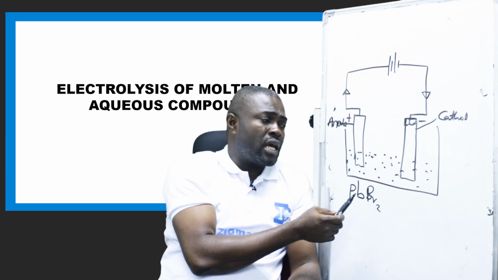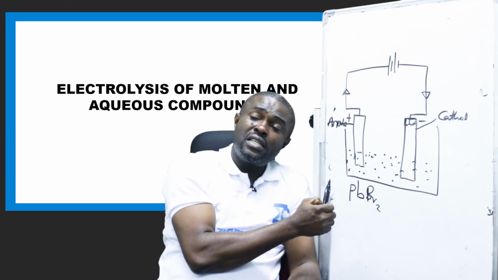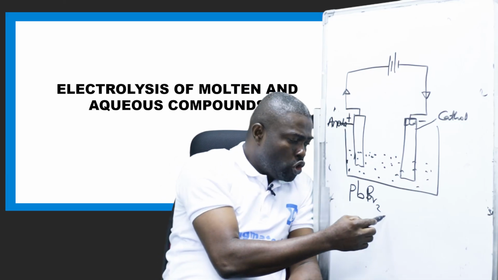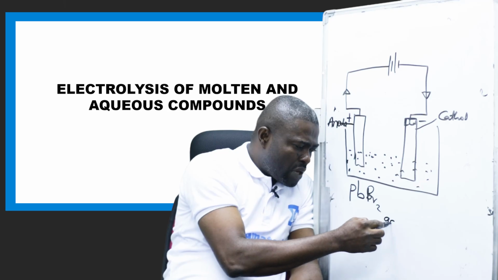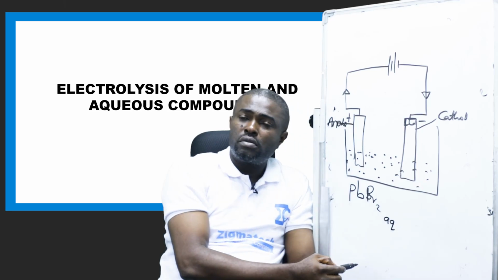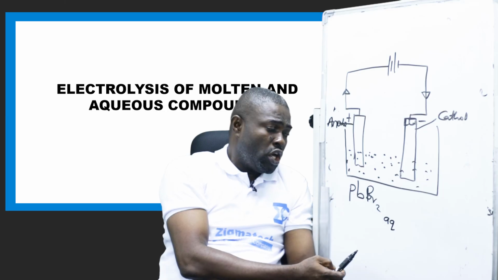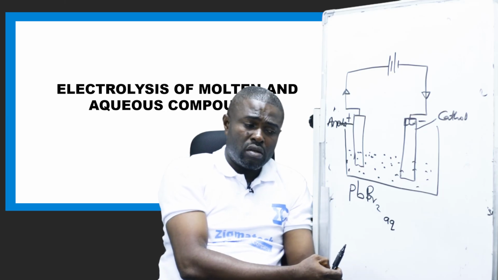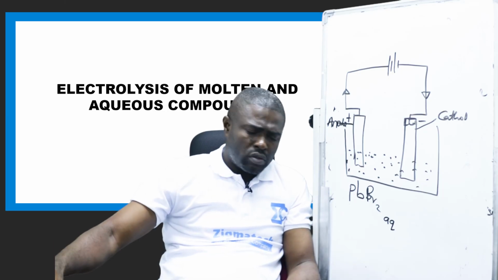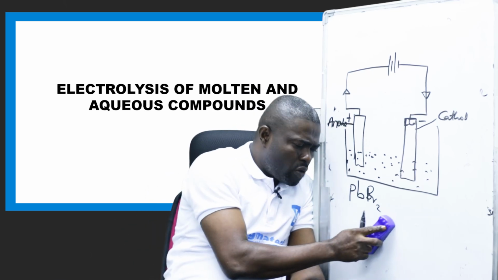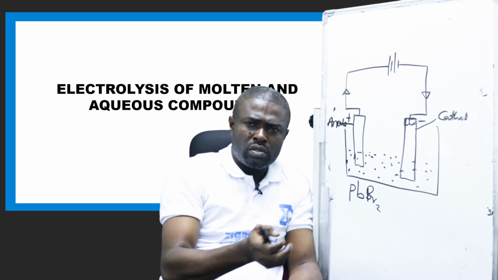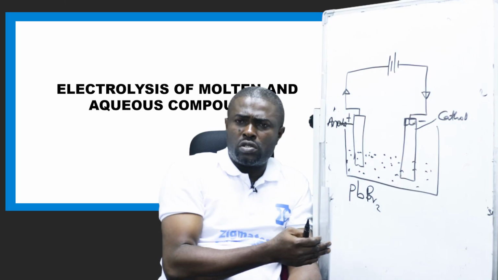If we say that this compound is in a molten form, you will not put aqueous here because it's not being dissolved in water. So what will happen? The compound is heated up and they melt and separate into two what? Ions.